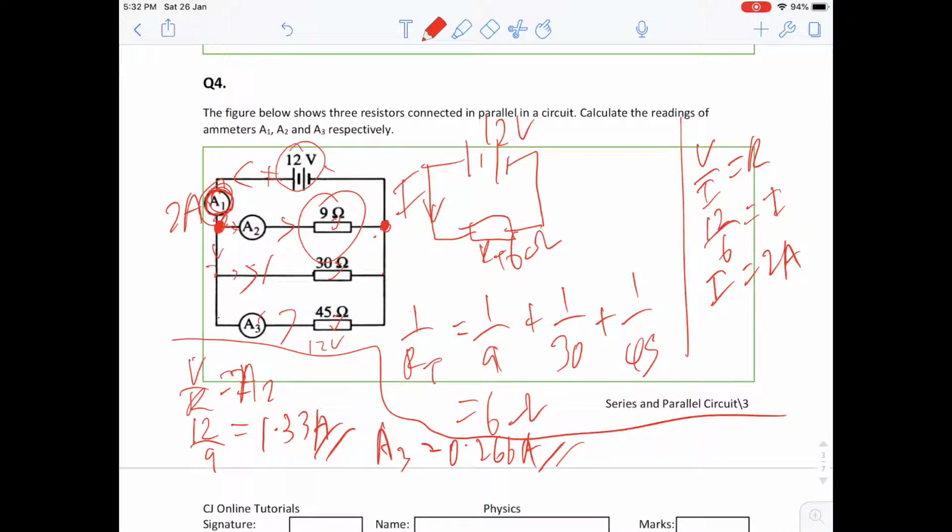Let's just try for this one, even though they didn't request it. I'm just going to call this A4. Let's find A4. Again, just take 12 divided by 30. You get A4 equals 0.4 amperes.